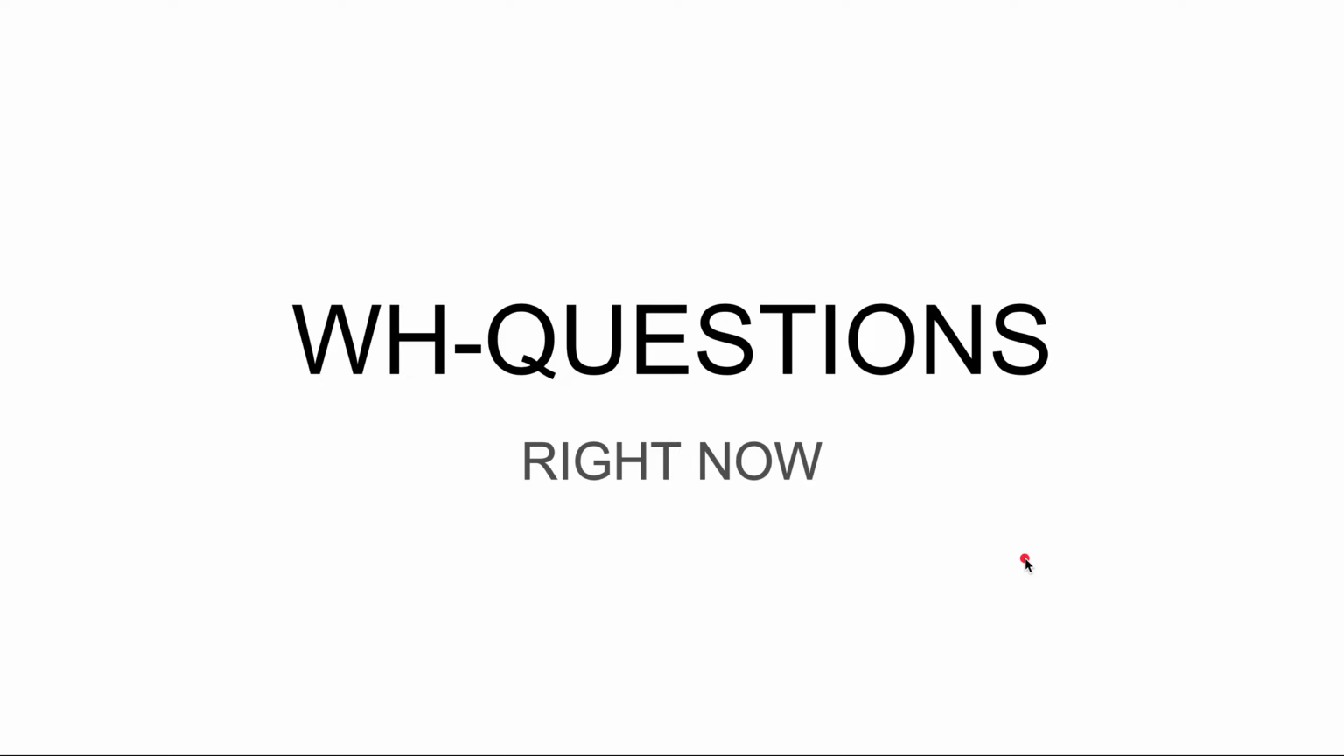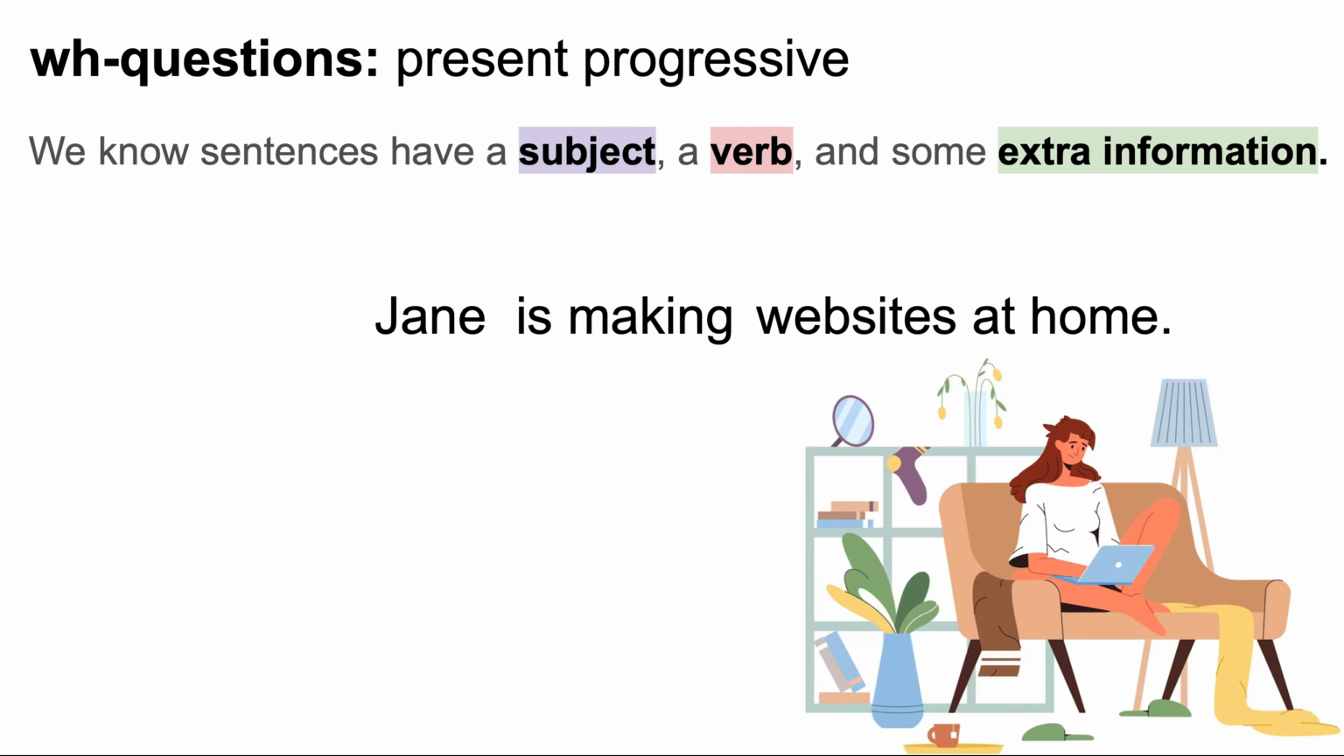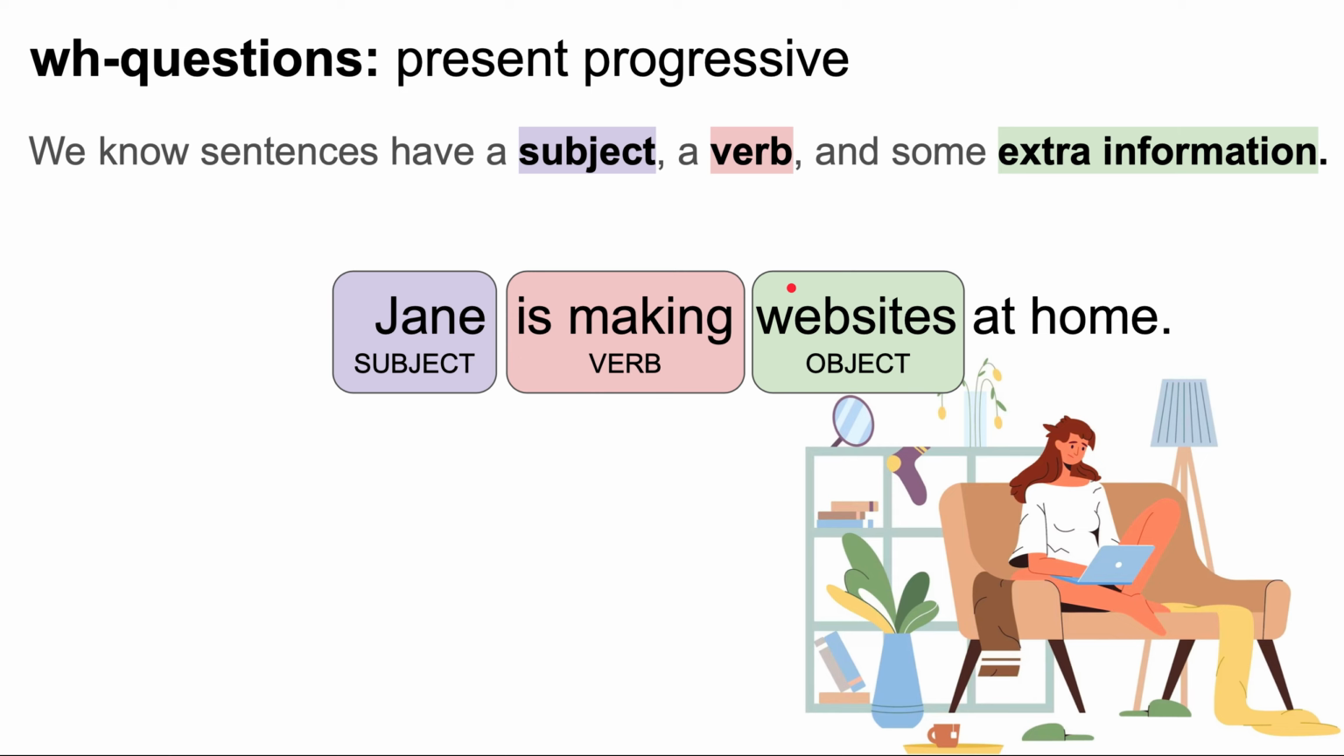Today we are going to look at WH questions, that is, information questions. Before we start, let's review the present progressive and let's review sentences. We know sentences have a subject, a verb, and some extra information. For example, Jane is making websites at home. Jane is the subject, is making is the verb, websites is extra information for objects, at home is extra information for place. So Jane is making websites at home.